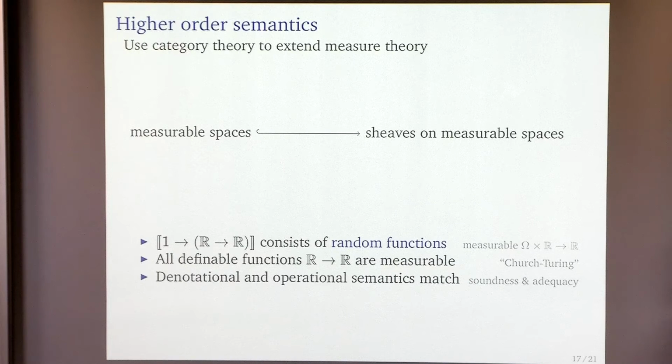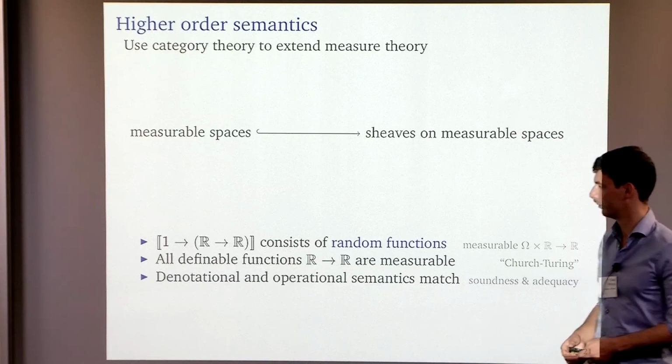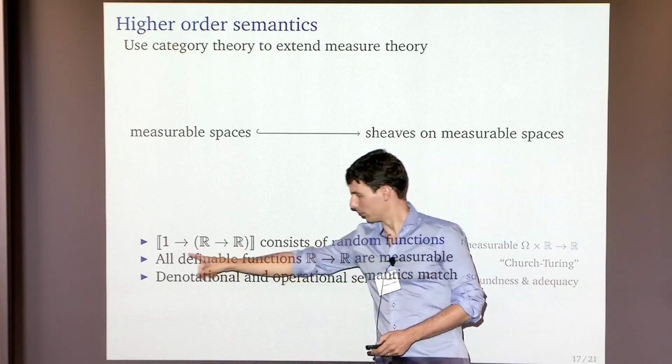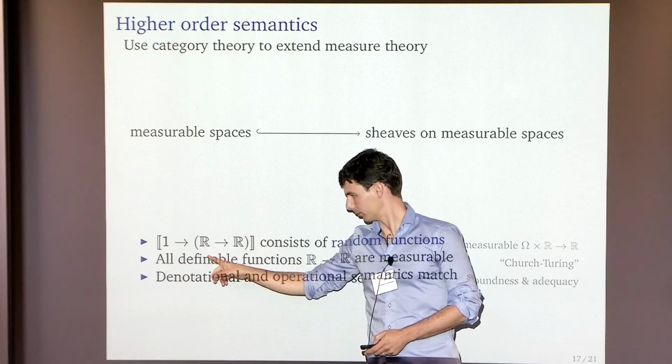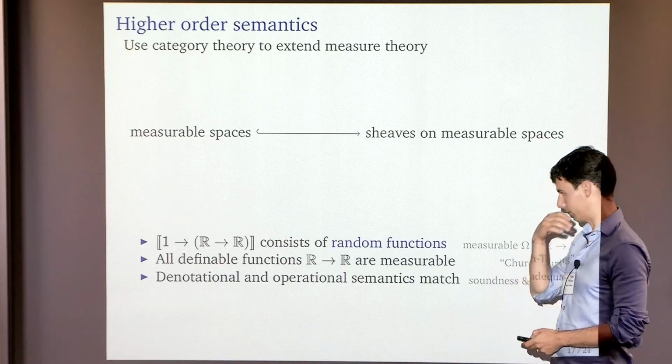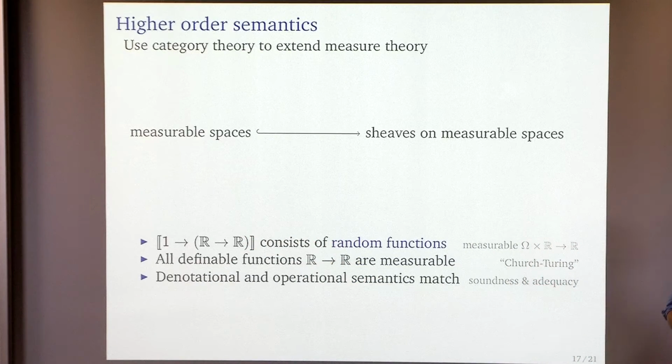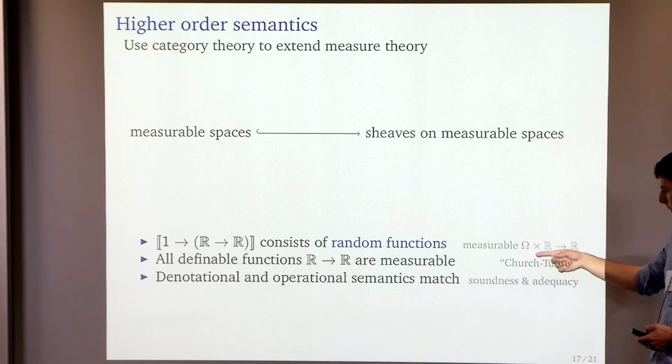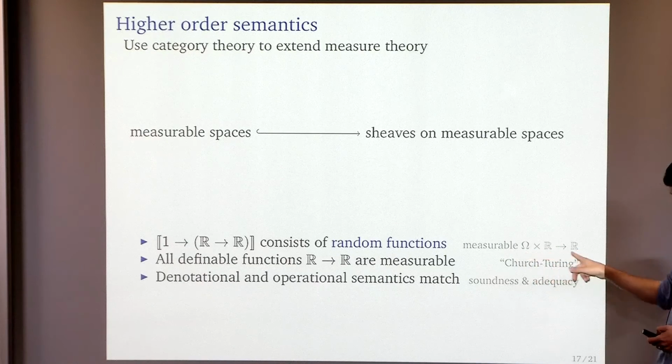So you might ask, what do these function types look like now over here? So for example, this problematic type R arrow R, what is it? It's some sort of object here, but what does it look like? And it turns out if you ask about what its points are, what its elements are, if you like, so what sheaf does this thing denote? Turns out to be exactly the random functions. And that's a name people have for measurable functions from a probability space times R to R. Is that clear?